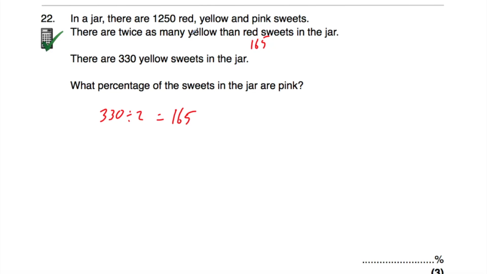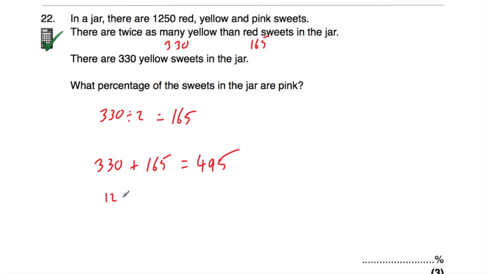We could say there's twice as many yellow than red. We're told there's 330 yellow. So if we divide that by 2, we know there's 165 red sweets in the jar. Okay, we're then asked what percentage of the sweets in the jar are pink. So we want to find out how many pink sweets there are. We know how many are red, we know how many are yellow, and if we know the grand total, we can add these together and take them away from 1,250. So let's do that. 330 plus 165 is equal to 495.